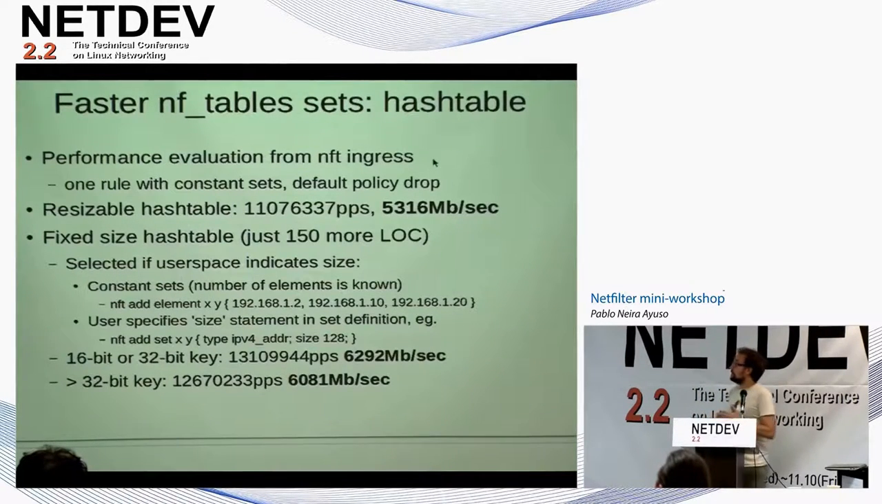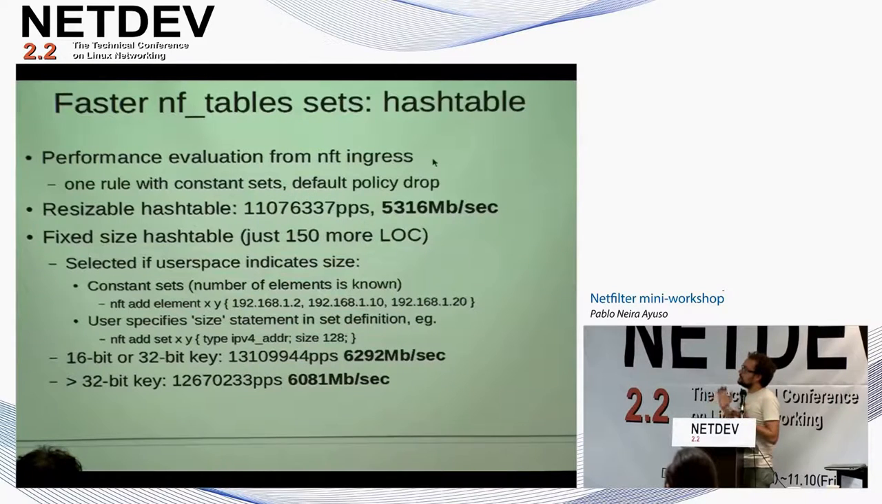So evaluating performance of the hash table, just considering one single rule with a constant set. By constant set, I'm referring to a set where we assume that the number of elements is not going to change. So with the resizable implementation, we are getting 11 million packets per second. This is again dropping packets at ingress, right? So with a fixed hash table, it was just 150 more lines of code. So it was not much. It was simply the implementation of a fixed size hash table.